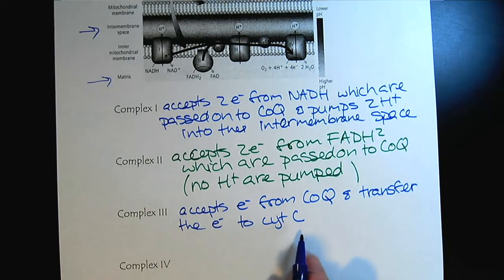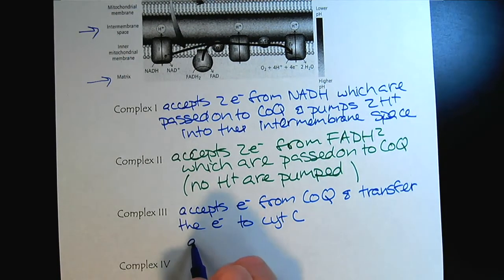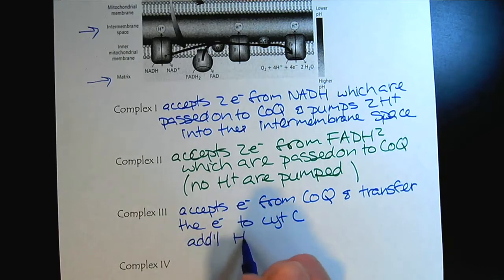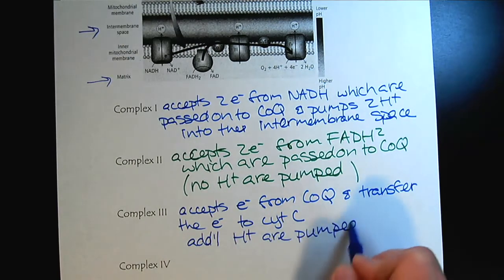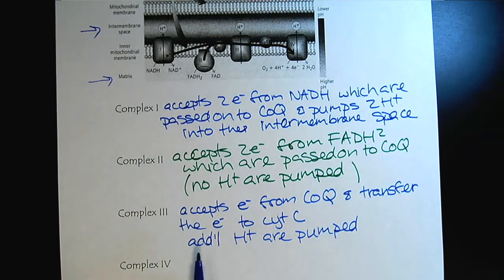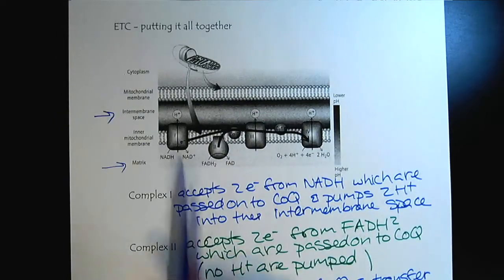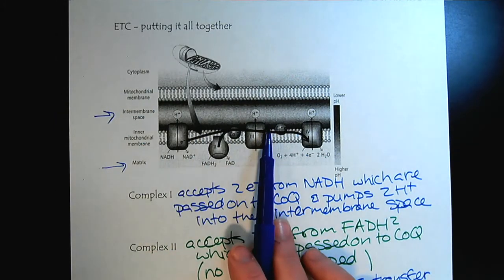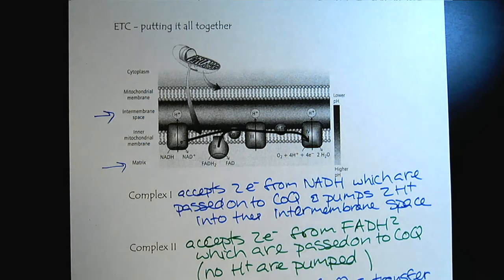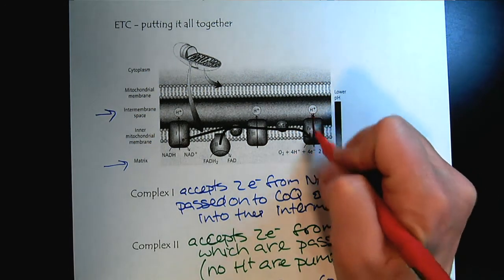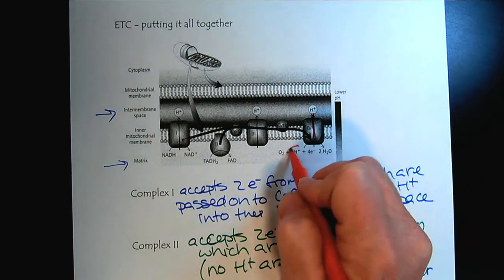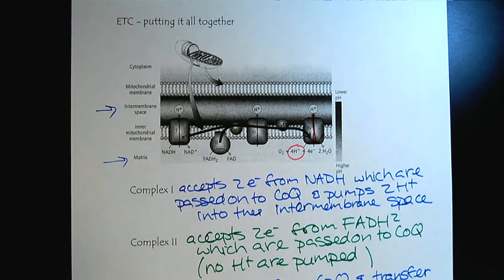The important thing to notice is that additional H plus ions are pumped into that intermembrane space from complex 3, and that's done right here. So we see that complex 1, complex 3, and complex 4 pump protons. Oh, except that looks weird. I think this is a mistake. This arrow should point in, because there are the hydrogens.